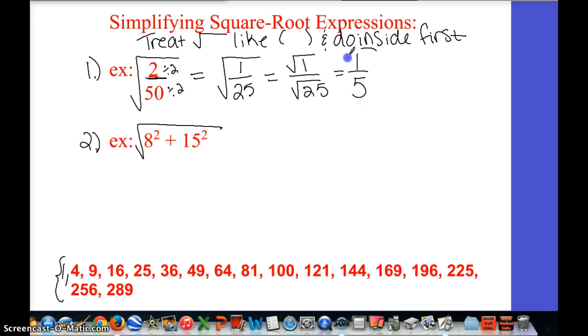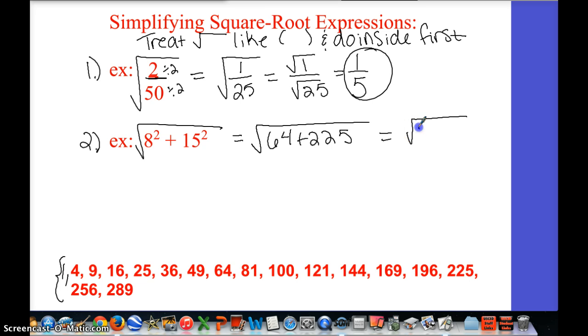Now let's go ahead and look at number 2. Treat it like parentheses, do inside first. So you get the square root of 64 plus 225. When you add those together, and again, you can use your calculator, you get the square root of 289, which we know is 17.